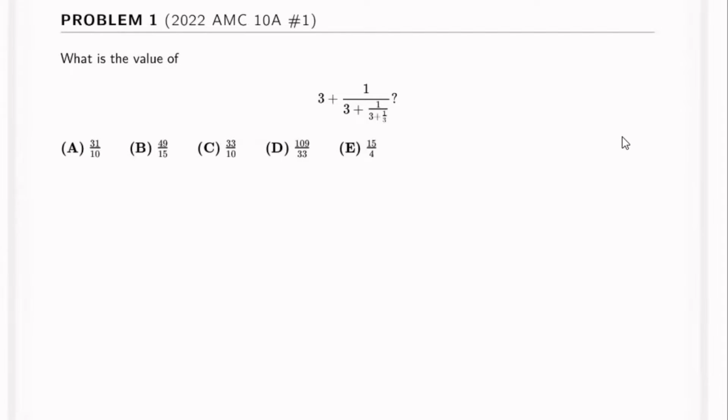Hello, and so yeah, we're gonna do some review problems for AMC 10. So here's the first question. In this question, we're gonna start with the fraction at the bottom first. So this is gonna be 10 over 3. And if I take the 1 and divide that by the fraction, we just take the reciprocal.